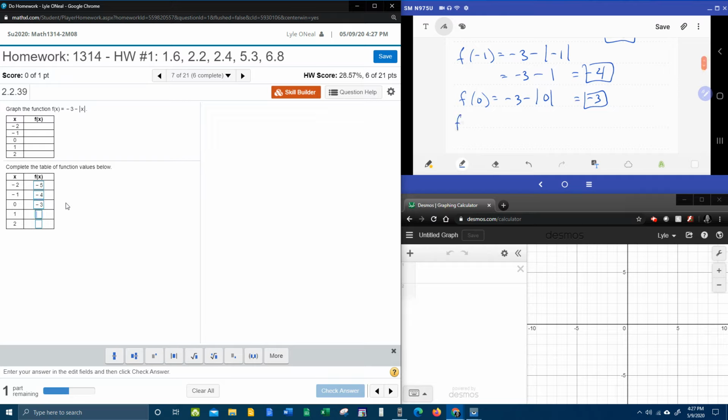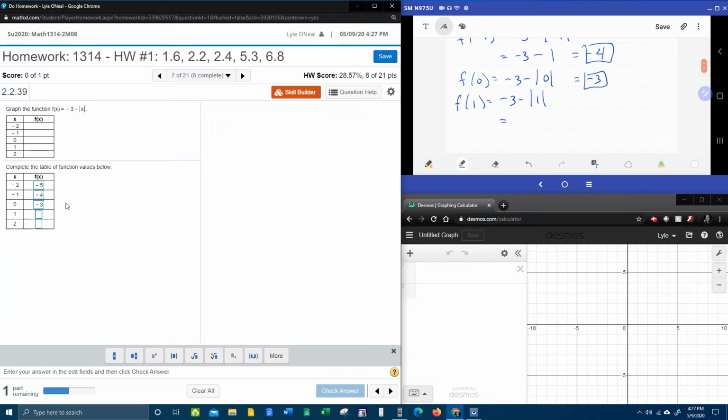Next, f of 1. That's going to be negative 3 minus the absolute value of 1, which is going to be negative 3 minus 1, because the absolute value of 1 is 1. And that's going to be negative 4. And did you notice we're starting to see symmetry? Yes, the y's are starting to repeat. And so my prediction here is negative 5.